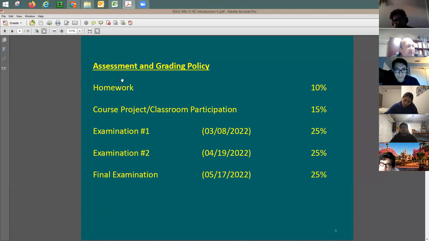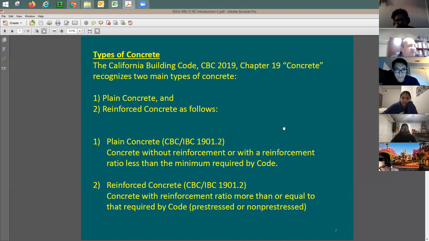We have your distribution of the grade and the midterm date and week, and also your final exam is given the 17th of May.